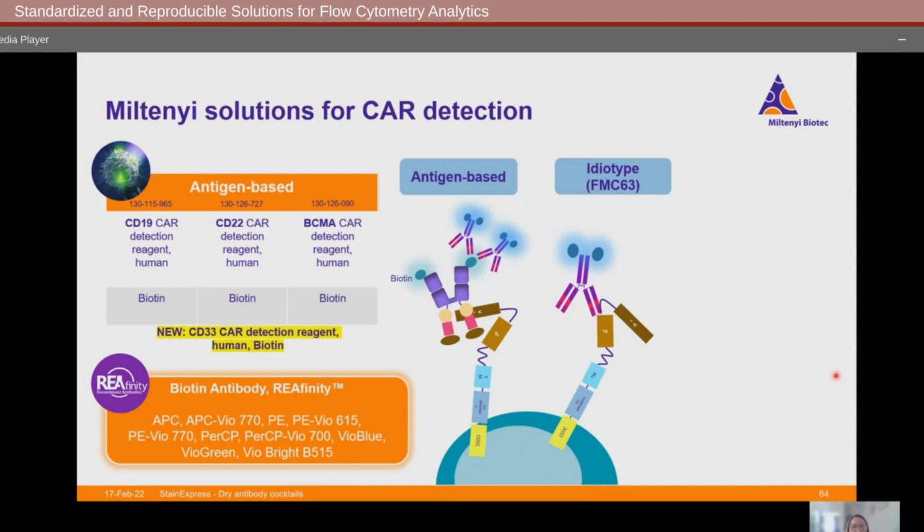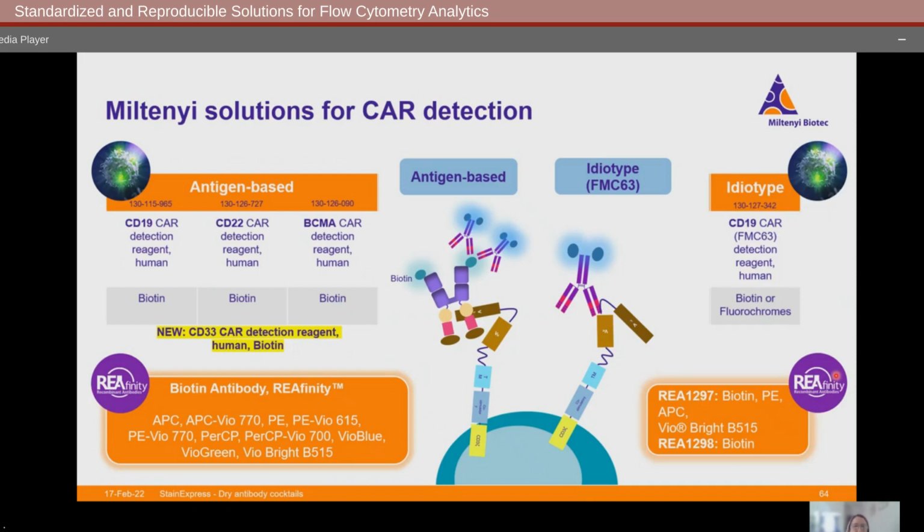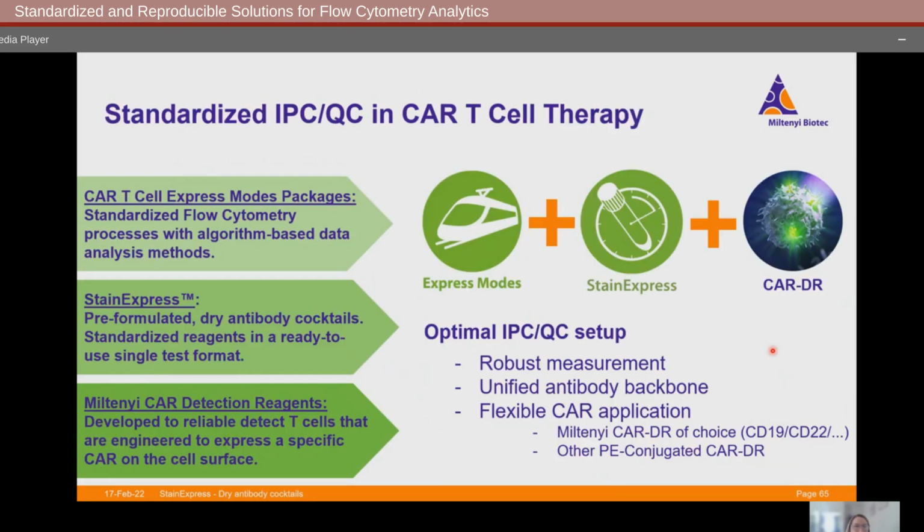So we have antigen-based CAR detection reagents, as well as idiotype CAR detection reagents against the FMC63 region of the CAR. And so we have a variety of products conjugated directly to biotin or to fluorophores directly for the idiotype CAR detection reagent. So overall, for this IPC/QC CAR T cell process, we have 3 major groups of products that really allow you to get that standardized, consistent analysis. So, from the software modules, express modes, to Stain Express, to our CAR detection reagents, you really have an optimal IPC/QC setup with a robust measurement, that unified antibody backbone, and a flexible CAR application depending on the type of marker that you might need for your particular cell product.